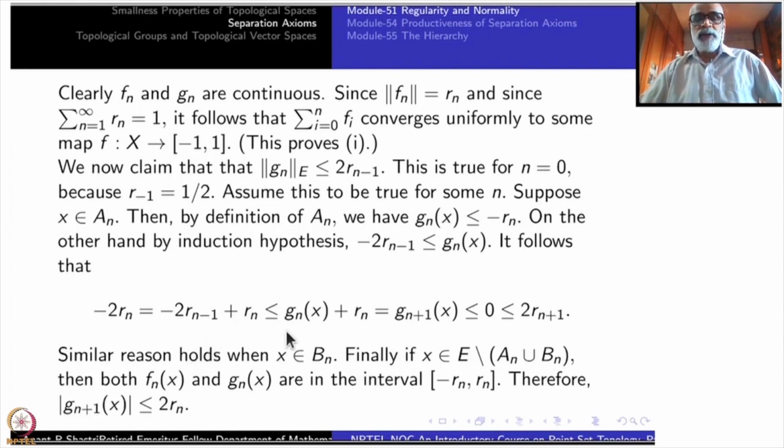When you take x inside Bn, minus Fn becomes minus Rn, and we will have left and right hand sides, which we have to correctly choose. Finally, you will get a similar thing, namely what you get is that minus 2 Rn is less than or equal to Gn plus 1 of x less than or equal to plus 2 Rn.